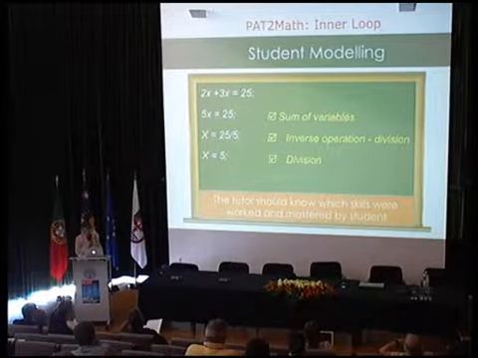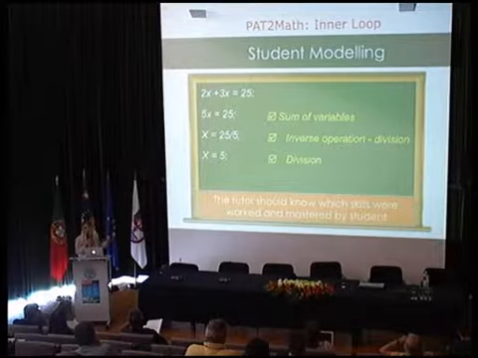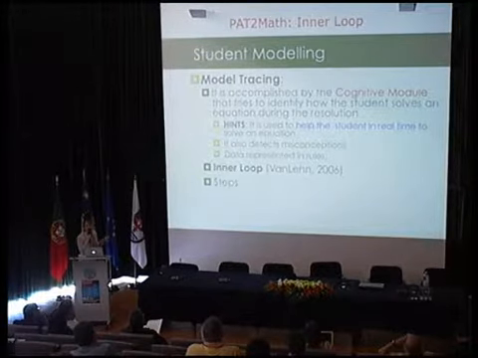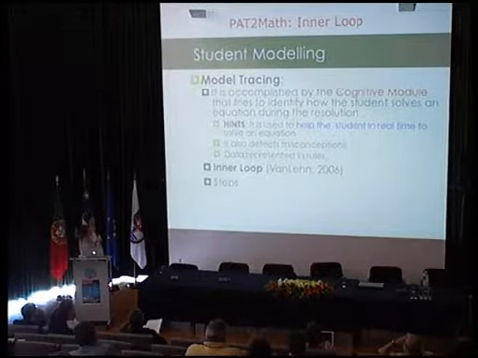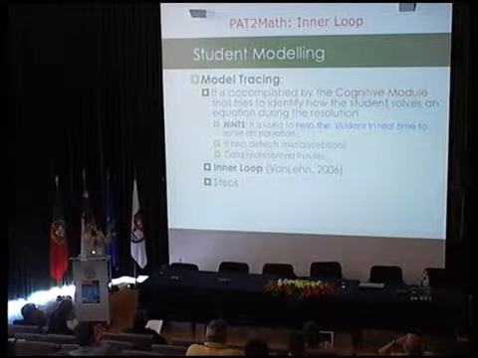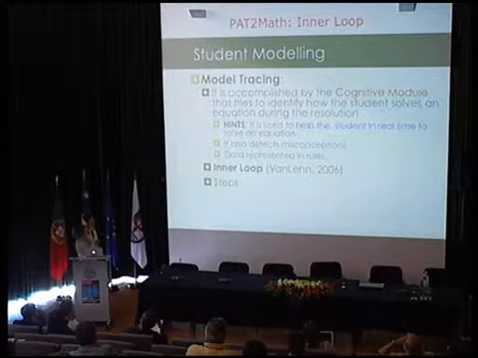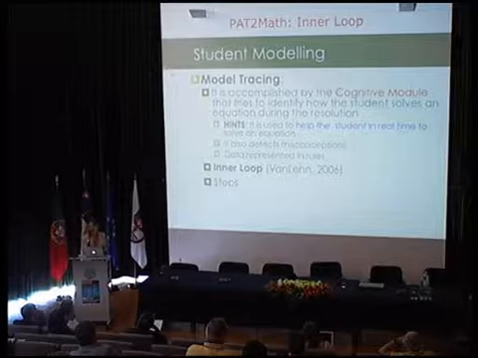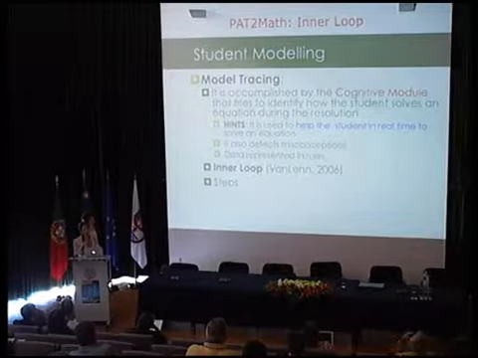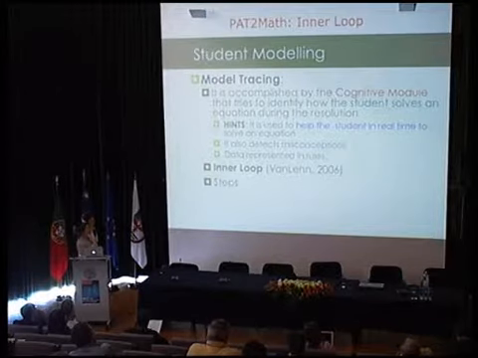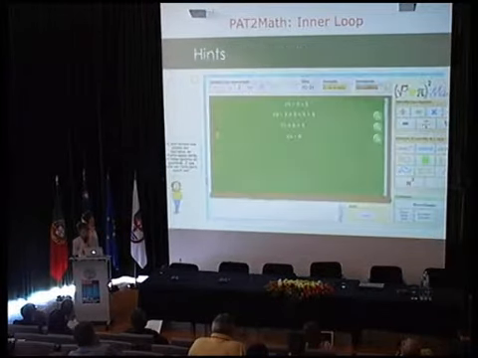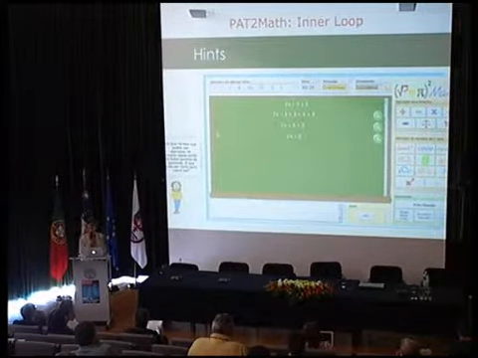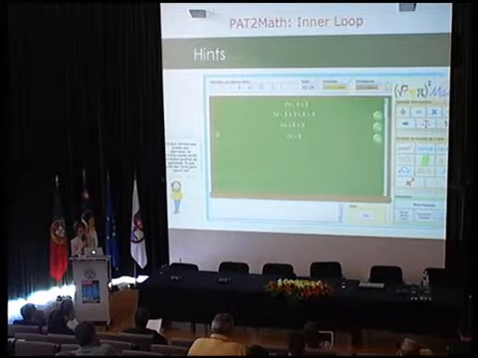And it's going to do this for every step. This kind of student modeling is called model tracing. And it's accomplished by this expert system that we call the cognitive model, which is also responsible for giving hints to the students. And as we have rules for the students' misconceptions, it is also able to detect the students' misconceptions. Okay, so here we can see an example of a hint given by the animated pedagogical agent.